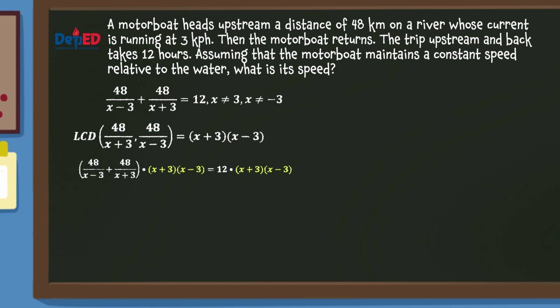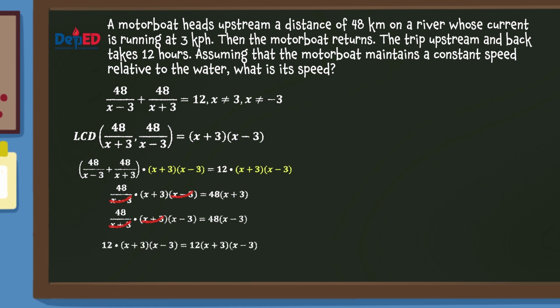Then, we multiply both sides of the equation by the LCD. By cross-cancellation, 48 over x minus 3 times the LCD, binomial x plus 3 times binomial x minus 3, is equal to 48 times the binomial x plus 3, and 48 over x plus 3 times the LCD is equal to 48 times the binomial x minus 3. While 12 times the LCD can just be expressed as 12 multiplied by the binomials x plus 3 and x minus 3. The resulting equation is 48 times the binomial x plus 3 plus 48 times the binomial x minus 3 equals 12 times the binomial x minus 3 times the binomial x plus 3.